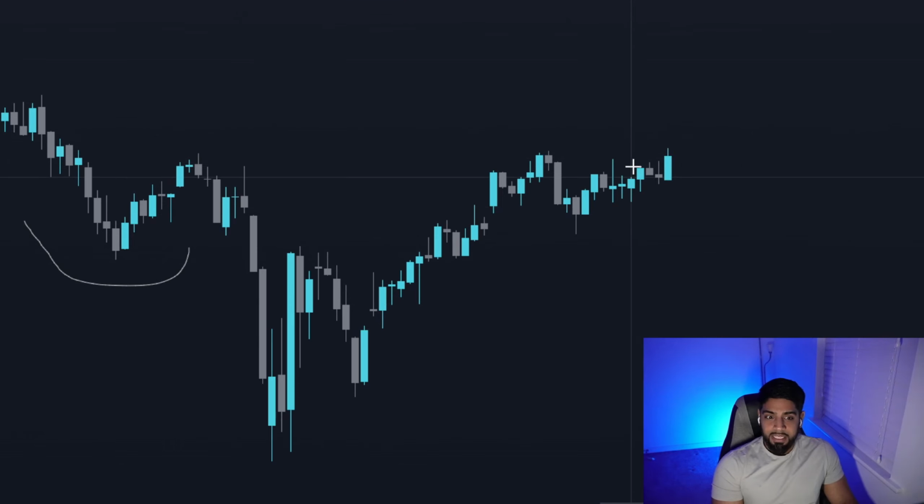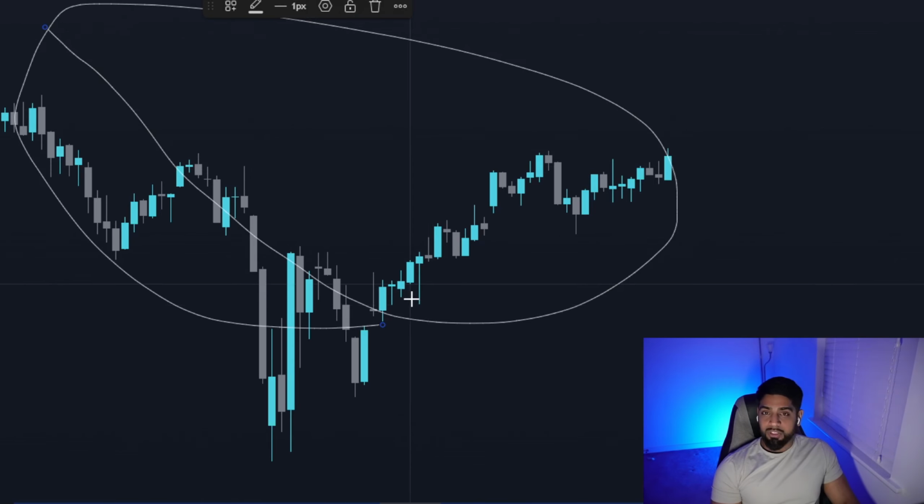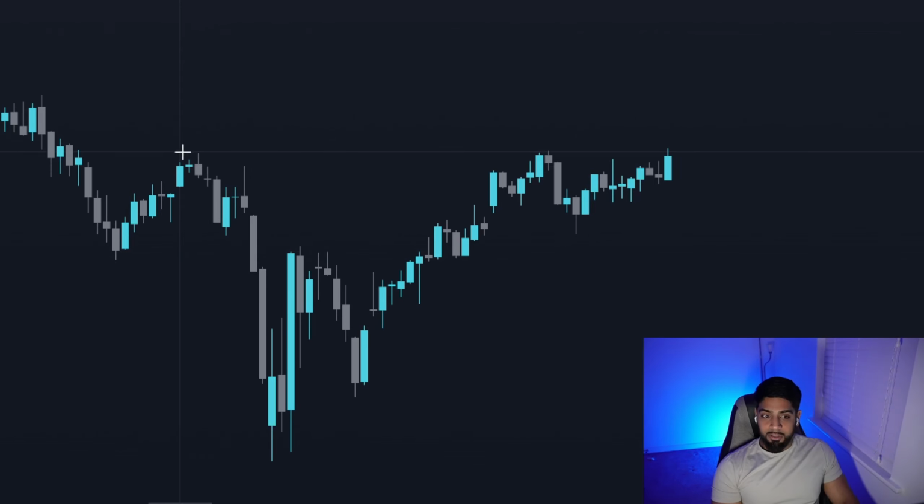Now, our next step is just to wait for the sweep of that liquidity. Like I said, simple, three components. Number one, higher time frame bias, which we've identified as bearish. Number two, find where the liquidity is. Number three, wait for the liquidity to be swept, find the inversion fair value gap, take the entry.